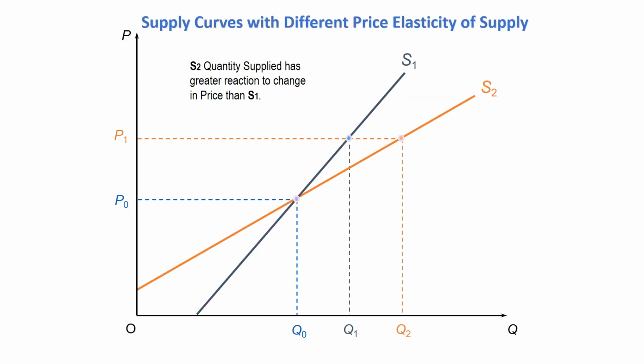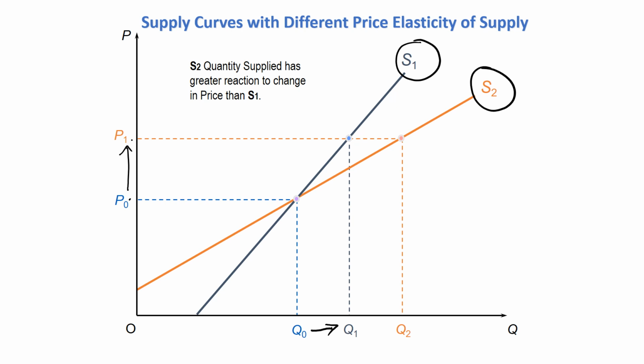All right, before we are on our merry way, this is just an example to illustrate how supply curves react when they have different price elasticities of supply. So here we have two supply curves, S1 and S2. Now let's look at S1. Say prices rise from P0 to P1, so we have this price rise. What happens to S1? Quantity supplied increases from Q0 to Q1.